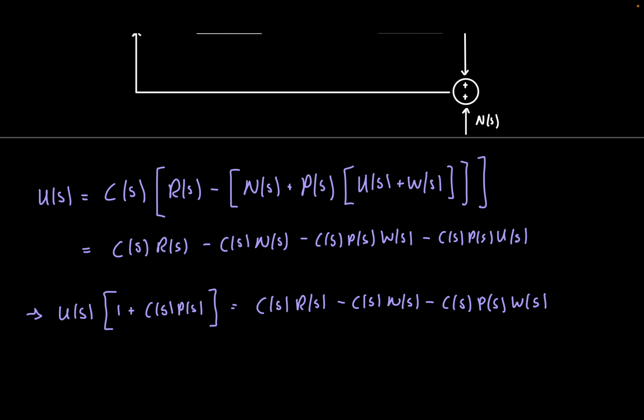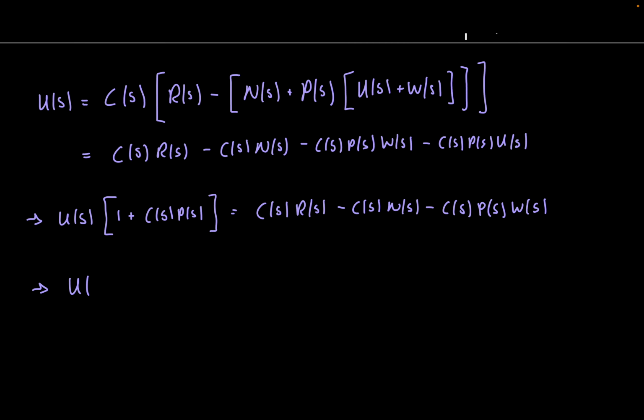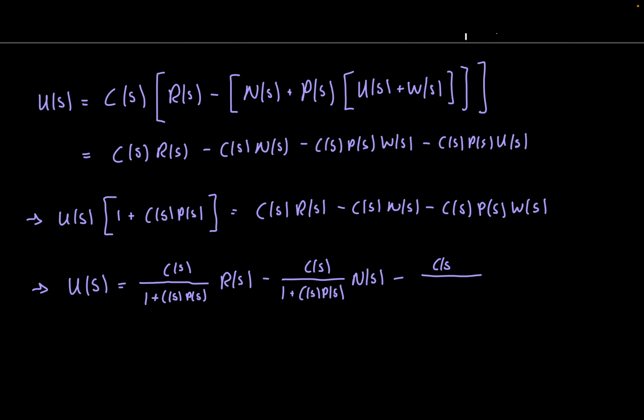Okay, so now we can divide this term. So in the end, we get that the output U of S is equal to C divided by 1 plus C times P, and that is for the input R, and then minus C divided by 1 plus C times P, and that's for the input N. And then last but not least, we have C times P, all divided by 1 plus C times P, and that is for the input of W.